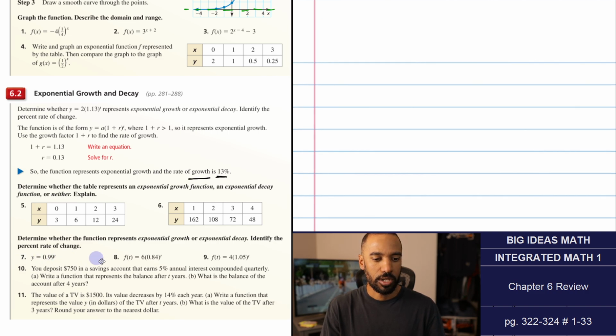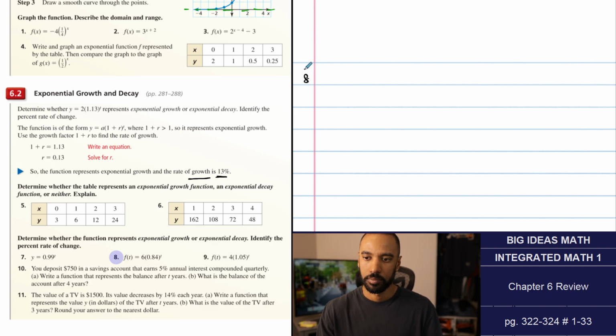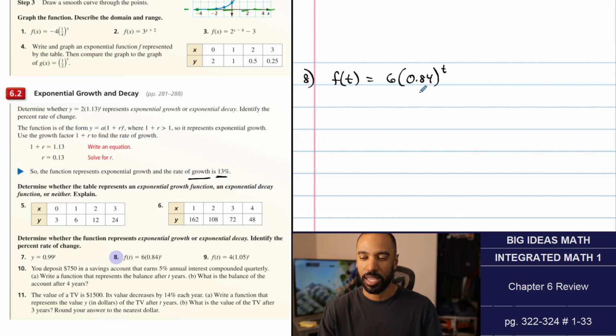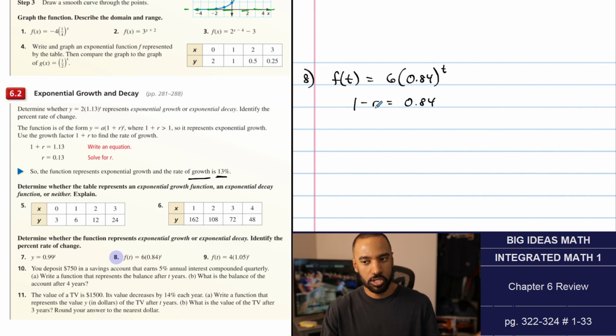F of t equals 6 times 0.84 to the t power. Doesn't matter that it says f of t versus y, that's fine. Doesn't matter that this says 6 versus any other number. It's all about that 0.84. Now, this time I'll write it a little bit differently if it's not so obvious to you. This is, once again, a 1 minus r, but that is 0.84. And we need to solve for r.